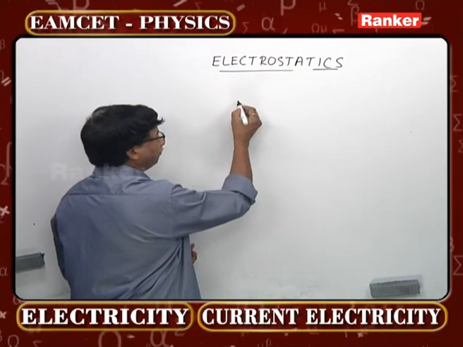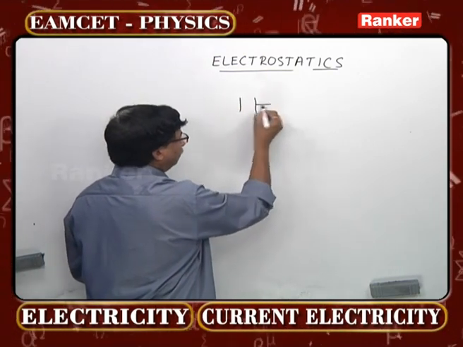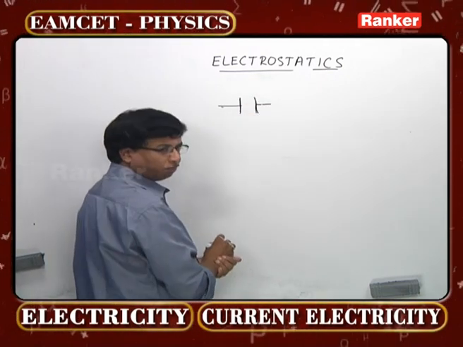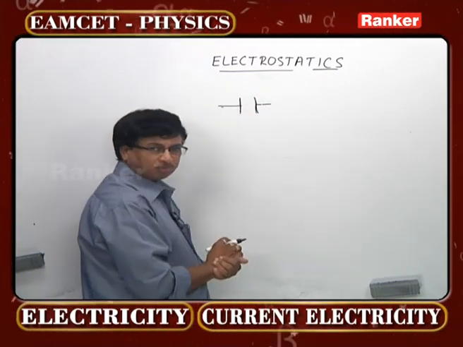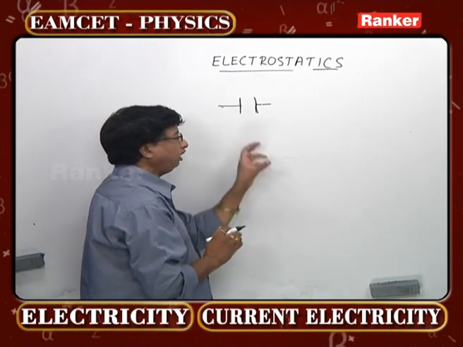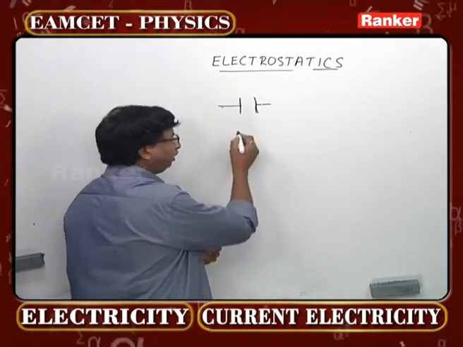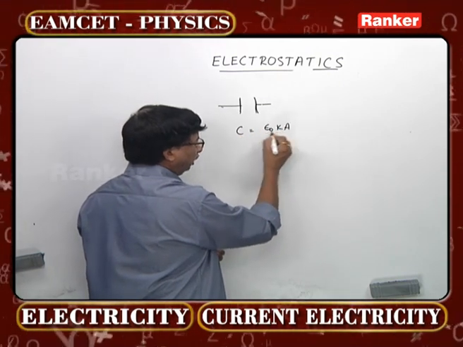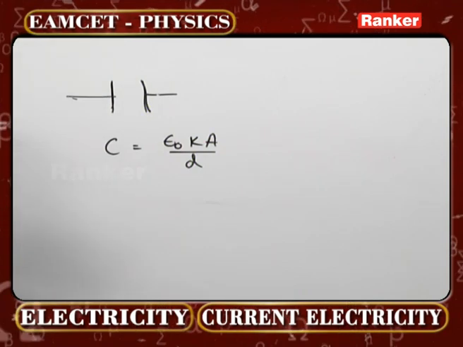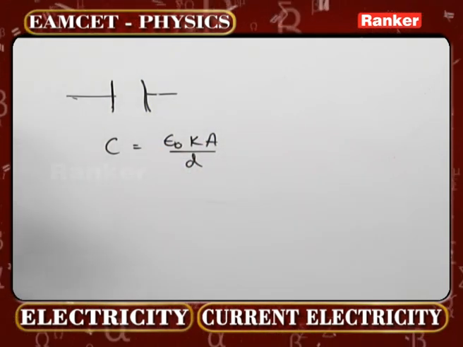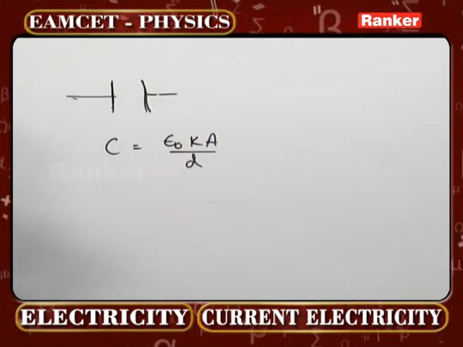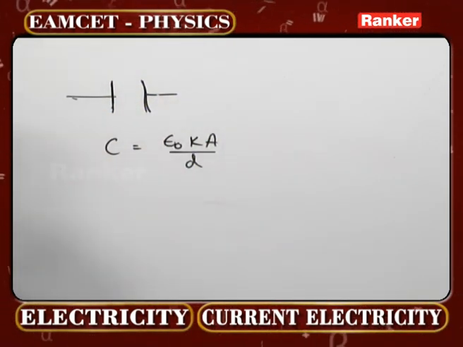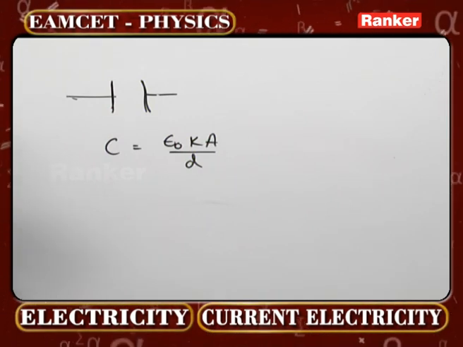Come to the second one, a parallel plate condenser. When we consider, what exactly is its use also we all know. It can store very high amount of charge at a very low potential. And what is its formula for capacity? Epsilon naught K A by D. Out of that one, this K is called a dielectric constant or a relative permittivity, and A is the area of the plate, and D being the separation distance between the plates as such.